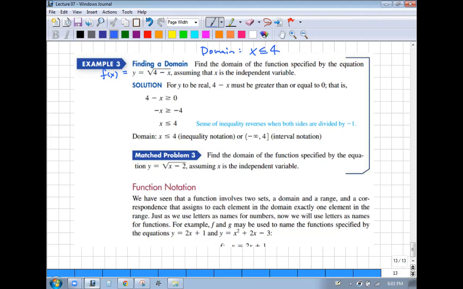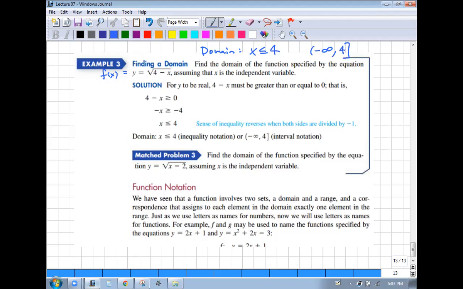Now, what's the range? Here they just want us to do the domain. The range, it's easier if you graph it and eyeball it, right? If I put something in here bigger than 4, I'm getting the square root of a negative number, all right? So I could write it like that, or I could say in interval notation, negative infinity to 4.